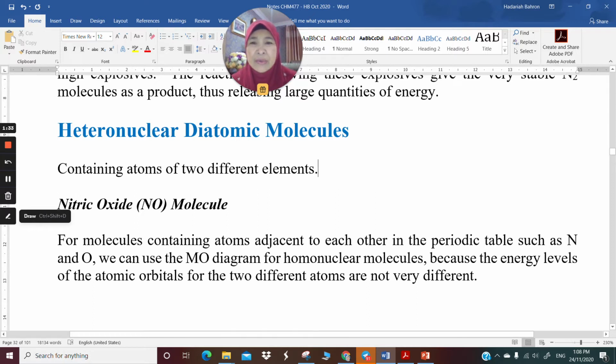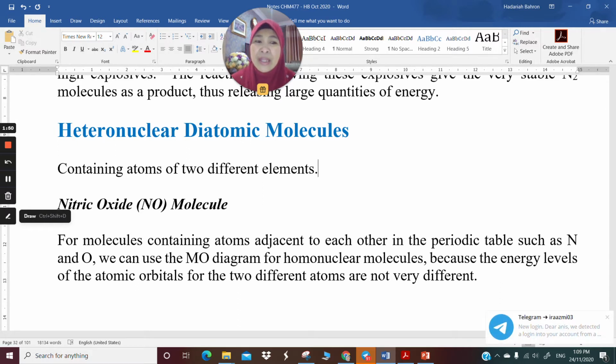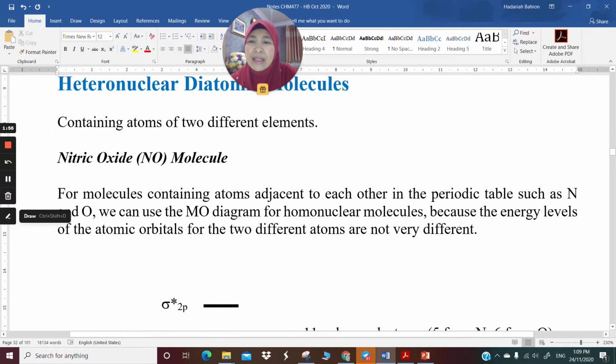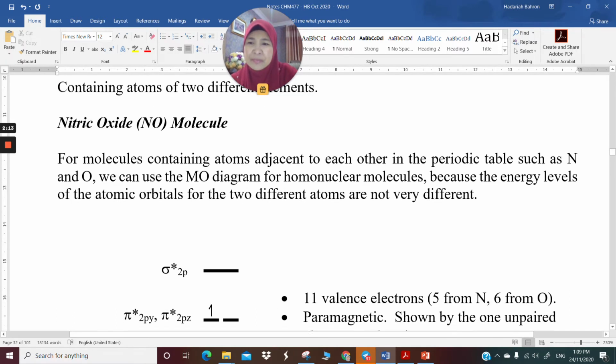Now, for heteronuclear diatomic molecules, as the name suggests, there are also molecules that are made up of two atoms, but the two atoms are not the same. They are different, heteronuclear, different atoms, yeah? There are molecules containing atoms of two different elements. And one of the first examples that I would like to give you here is the nitric oxide molecule, NO. Yeah, NO, nitric oxide molecule.